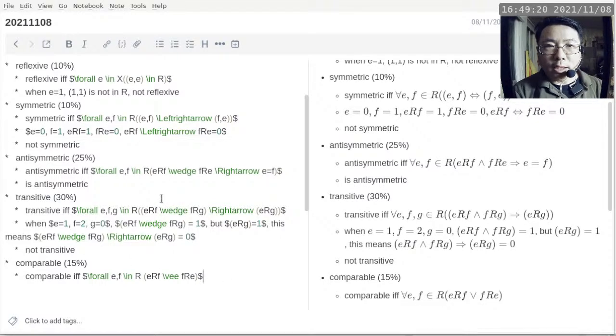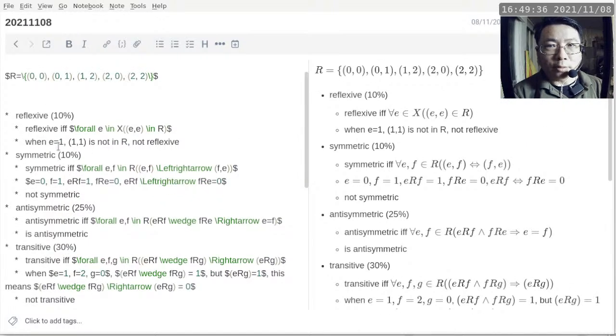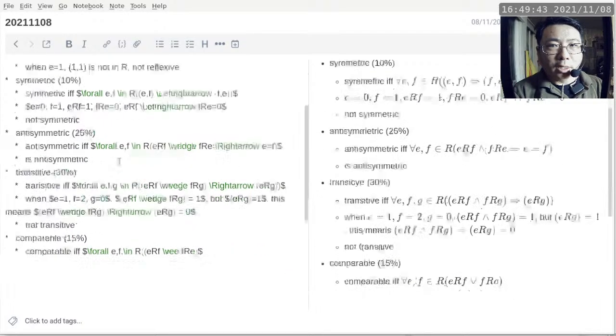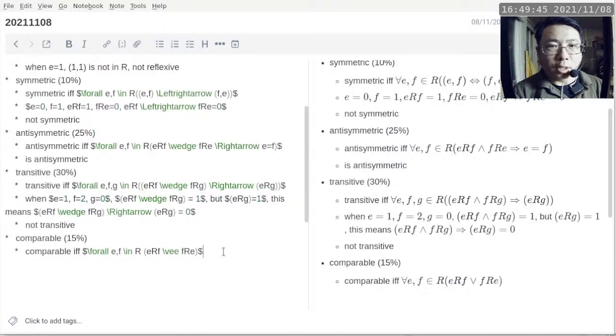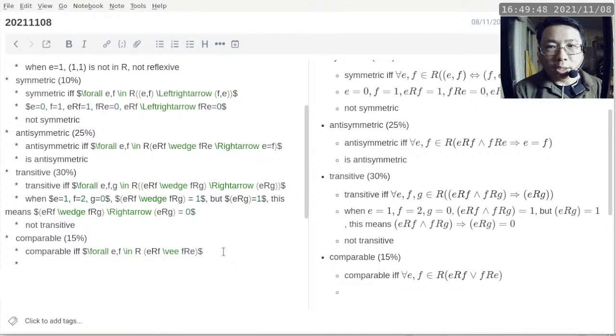In this case, we can probably very easily find out that it is not comparable. I already said that it is not reflexive, but you can use the same example. The lack of 1, 1 is why we can say it is not comparable. So we can use the same value, but this time you have to bind the value of 1 into both E and F.